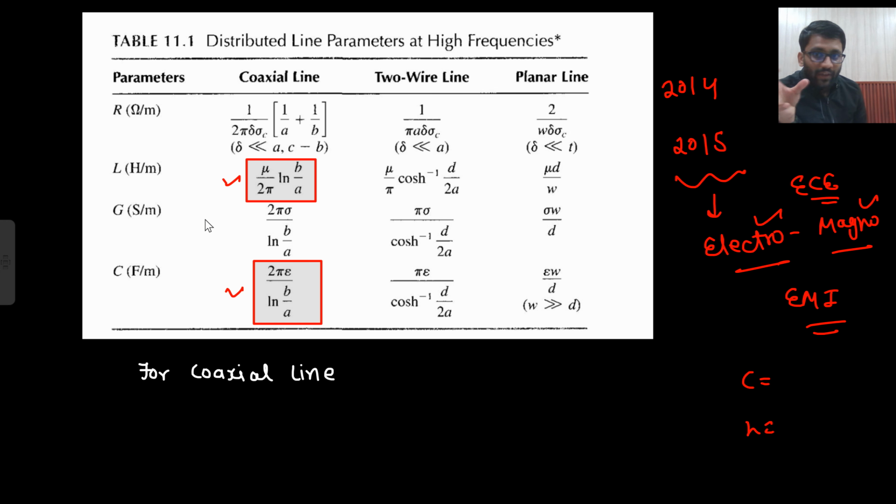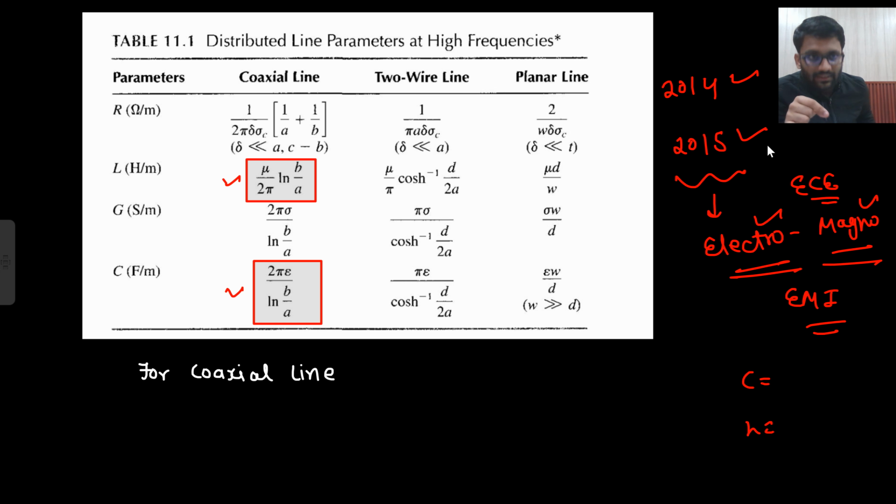So are you understanding the point why they asked this question? Why they asked the formula of L, why they asked the formula of C? Because we already studied it in electrostatics and magnetostatics. But since this topic is common for electrostatics and magnetostatics and also for transmission line, it could have come in 2014 and 2015. But now there is a very rare chance that these kinds of questions can be asked.